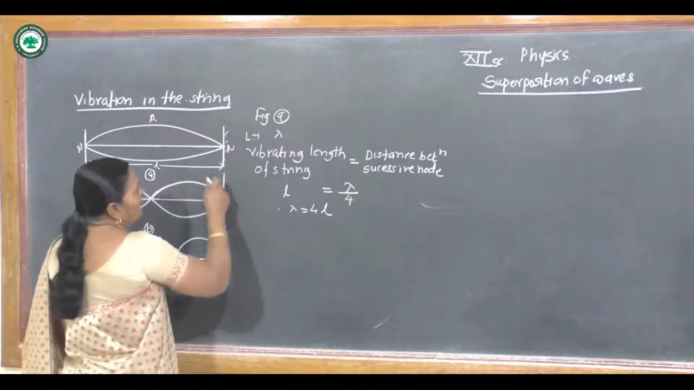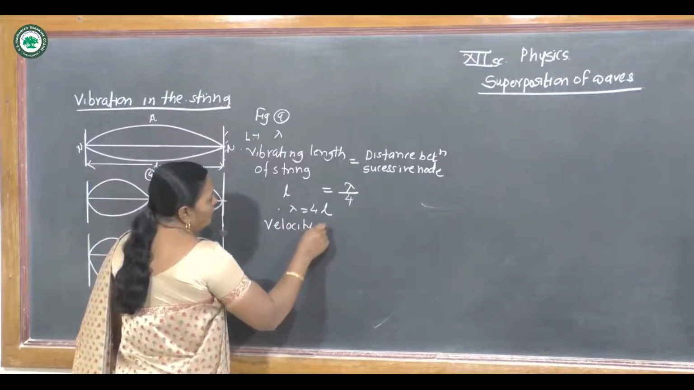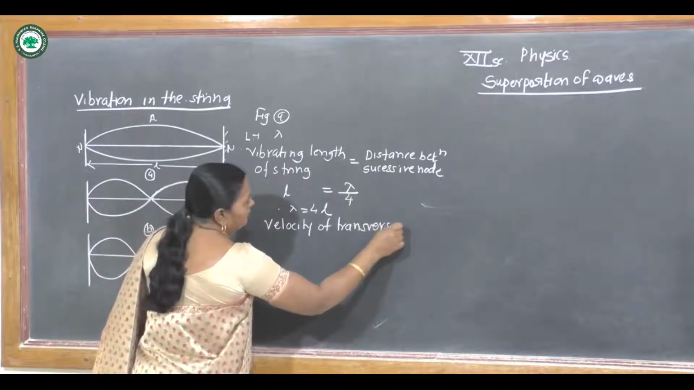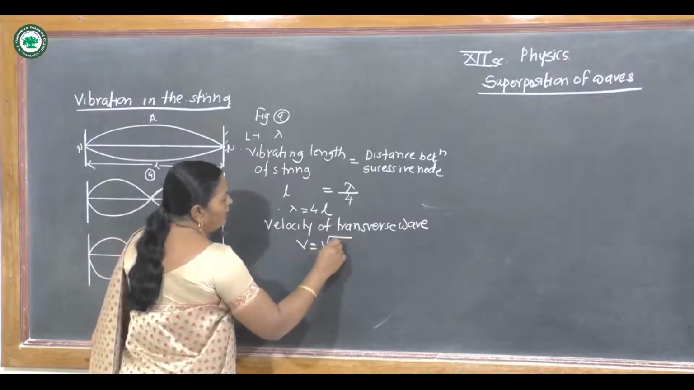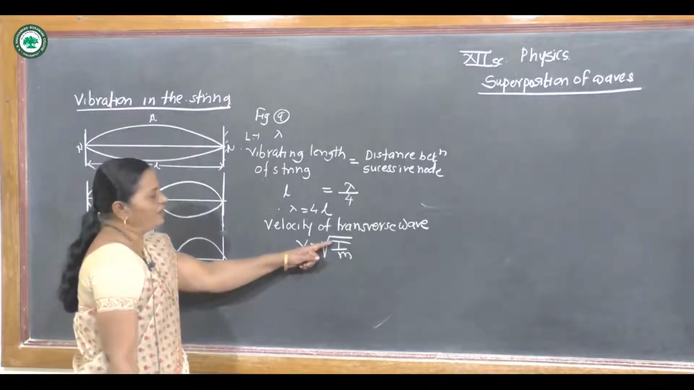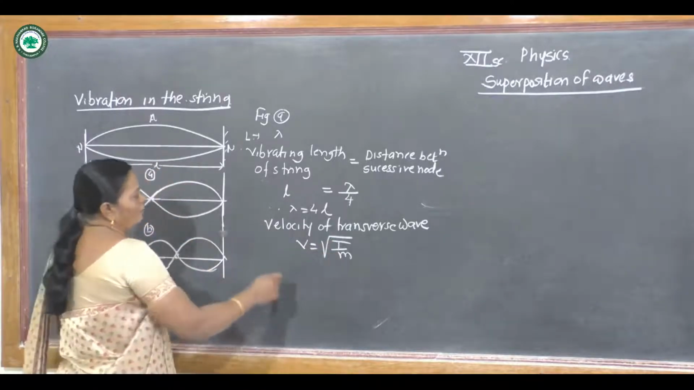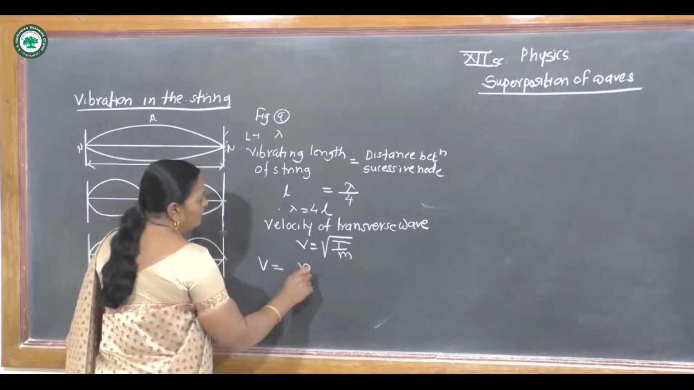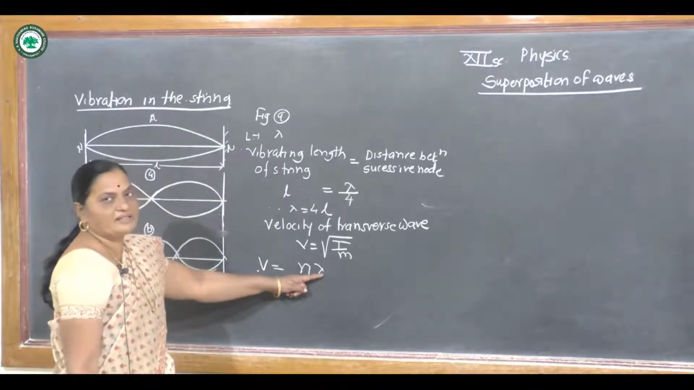Now we know the velocity of a transverse wave. It is given by V is equal to under root T upon M, where V is the velocity of the transverse wave, T is the tension applied, and M is the mass per unit length. Now we have the simple relation V is equal to N lambda, where V is the velocity, N is the frequency, and lambda is the wavelength.